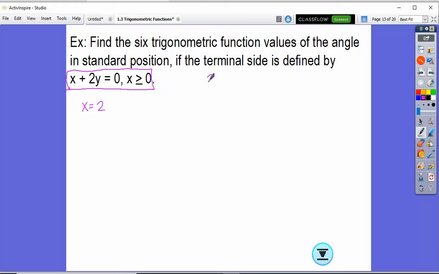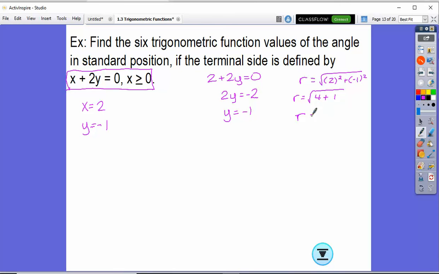So to find y, if we plug that in, 2y equals negative 2. So then my y would be a negative 1. Okay, find r. So r is the square root of x squared plus y squared. So 2 squared is 4, negative 1 squared is 1, and r is the square root of 5.